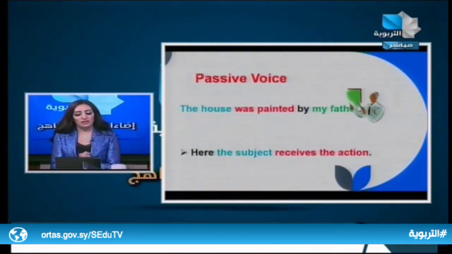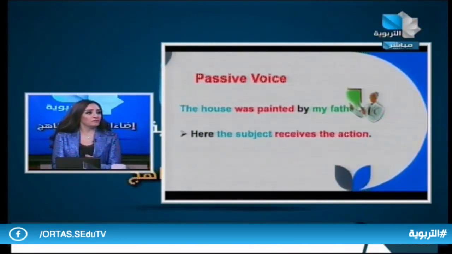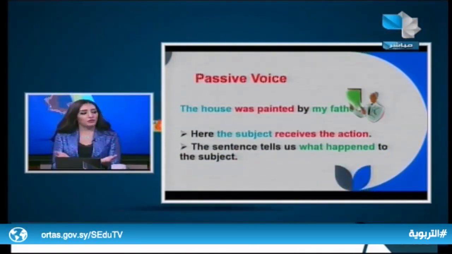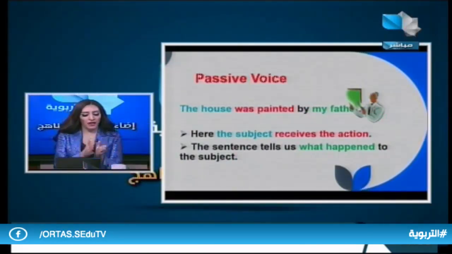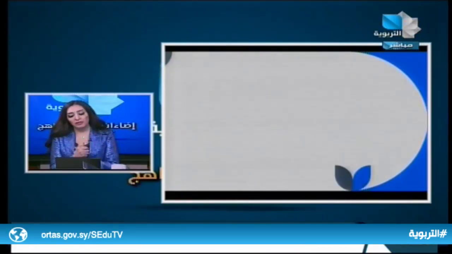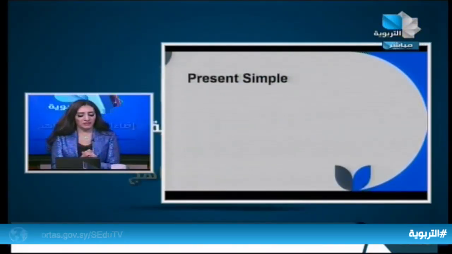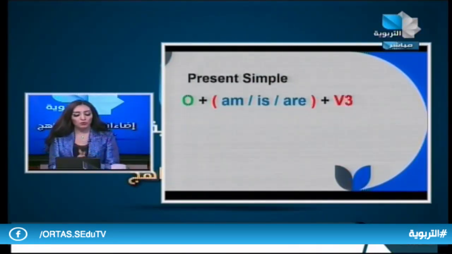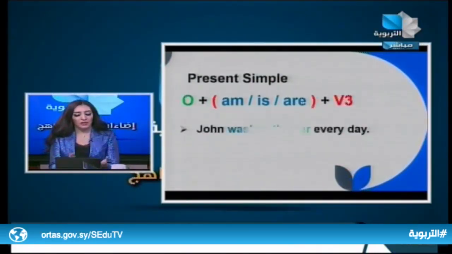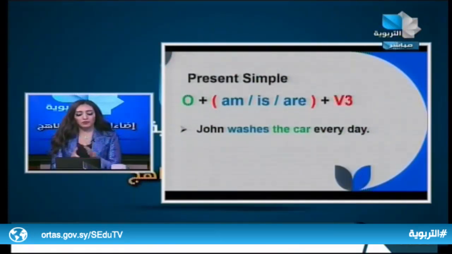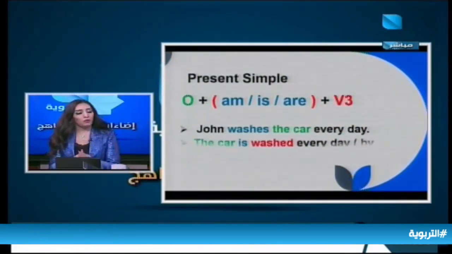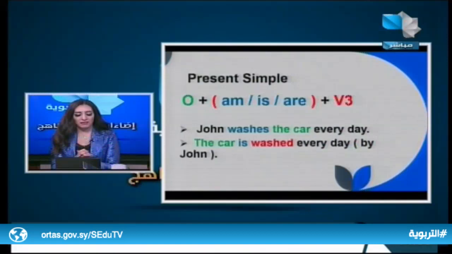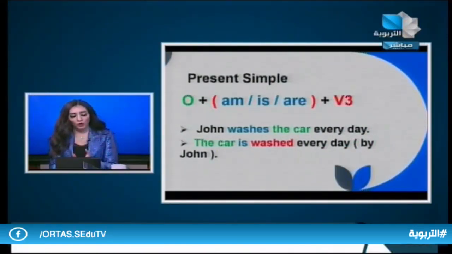Now we will start with the cases of the passive voice, and we will start with the present simple. Here the structure is object plus verb to be, which has the form of am or is or are, plus the verb 3, the past participle. An example about this: John washes the car every day. When we want to change it into passive, of course, first of all, we will put the object at the beginning. So we put here the car. Then we will put the form of the passive verb, which is washed.